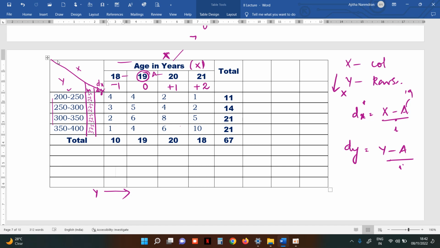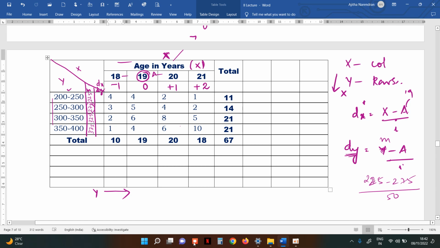Now what happened in case of this? Instead of y, you are using what? Because here in case of this y variable you are having continuous values, so in case of y you are going to use m. So which value are you going to take? 275. The first value will be 225 minus 275 divided by i, which is 50, right?